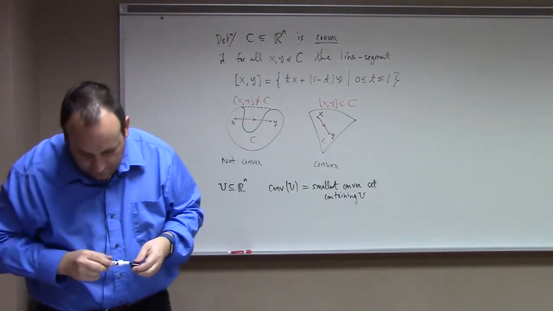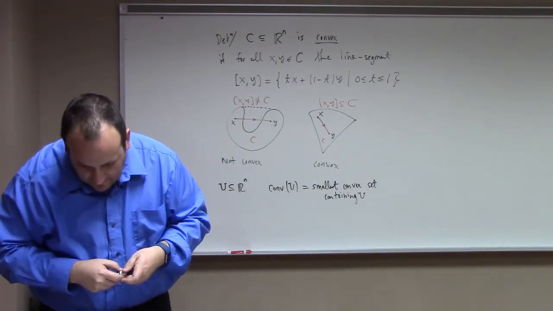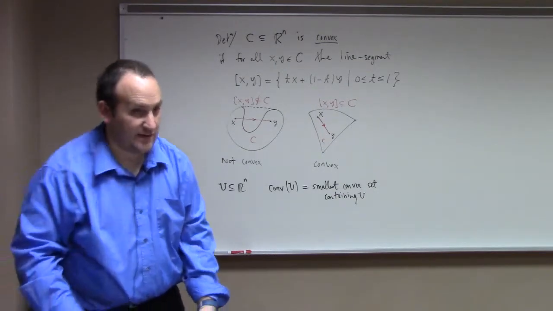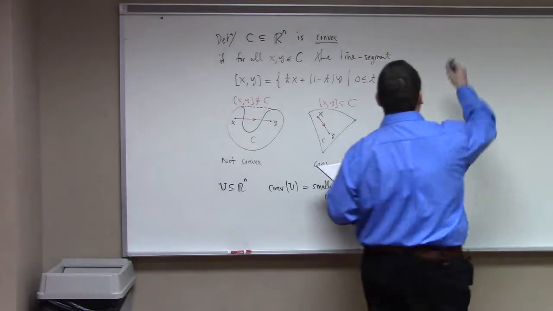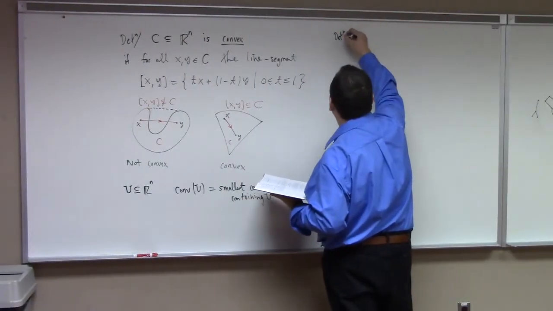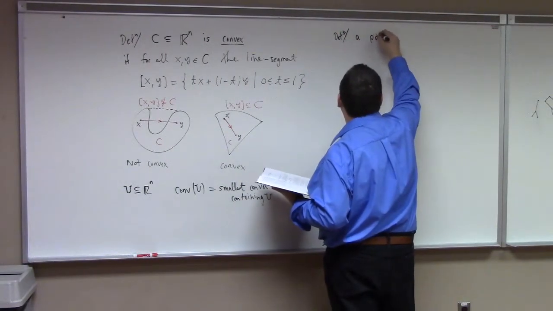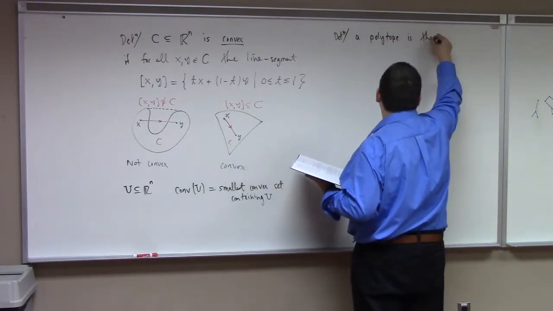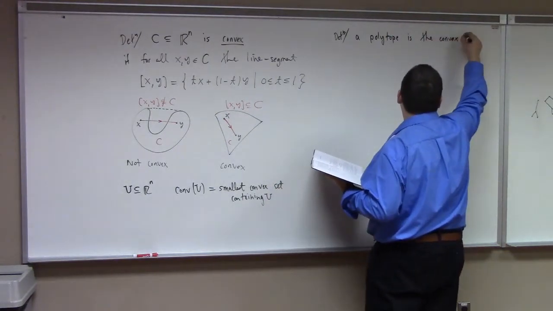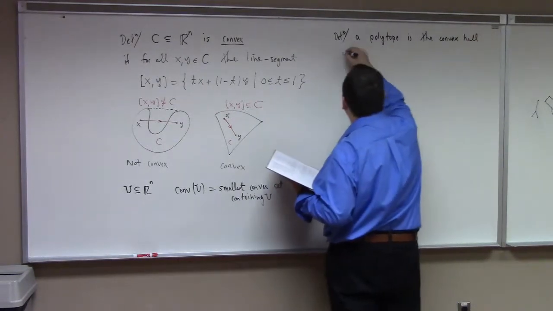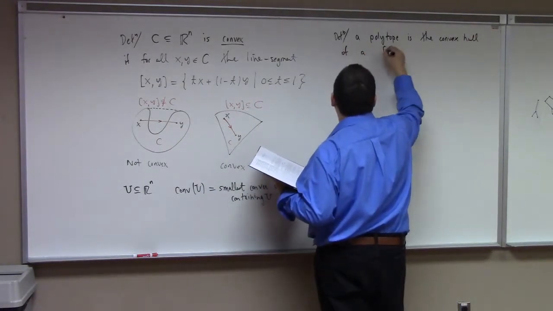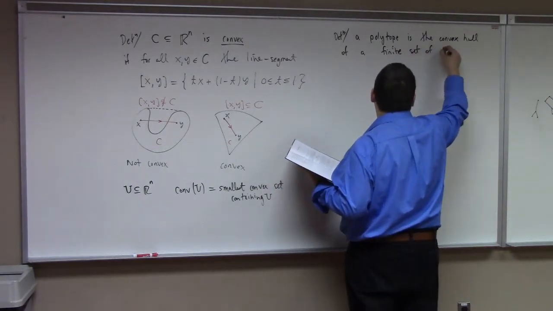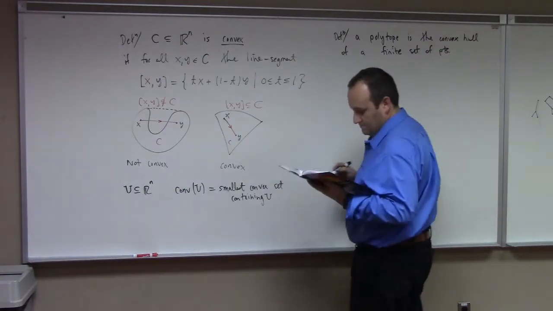Now, a polytope is the convex hull of a finite set of points. That was the whole reason we talk about this definition. A polytope is the convex hull of a finite set of points.